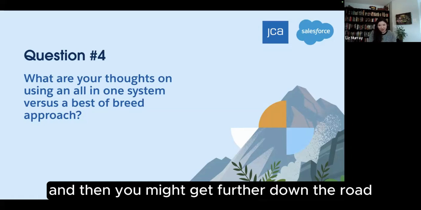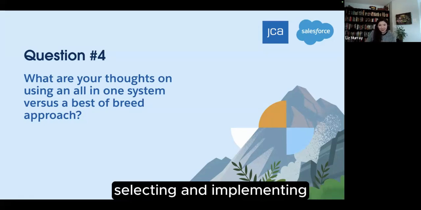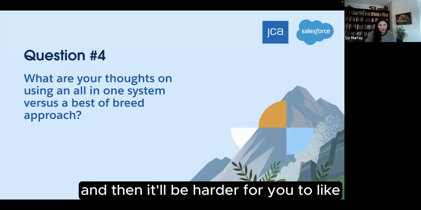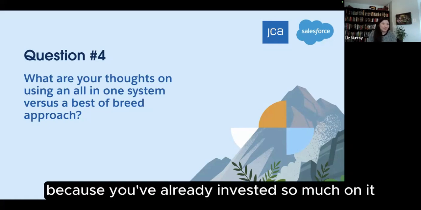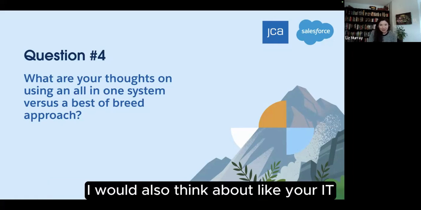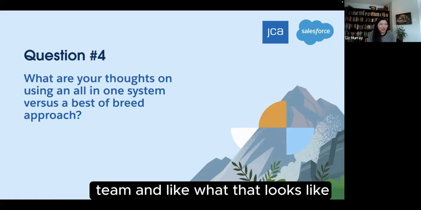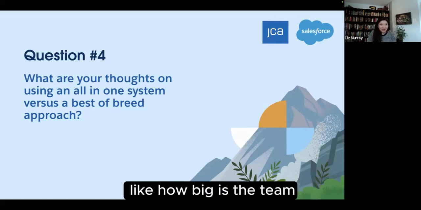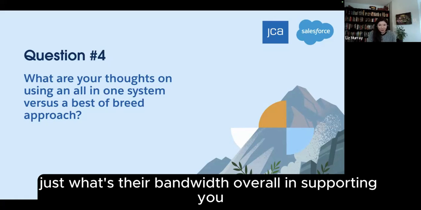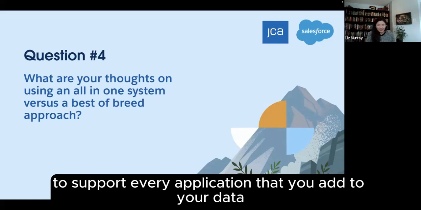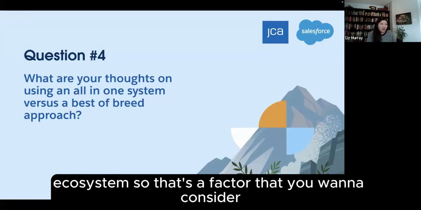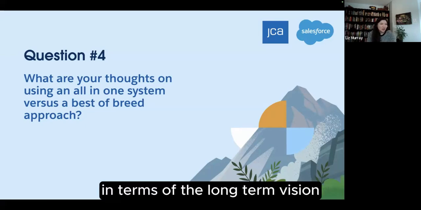And then you might get farther down the road in terms of selecting and implementing, and then it'll be harder for you to change your mind at that point, because you've already invested so much in it. I would also think about your IT team, and what that looks like: how big is the team, what skills do they have, what's their bandwidth overall in supporting you, because they're going to need to learn to support every application that you add to your data ecosystem. So that's a factor that you'll want to consider in terms of the long-term vision.